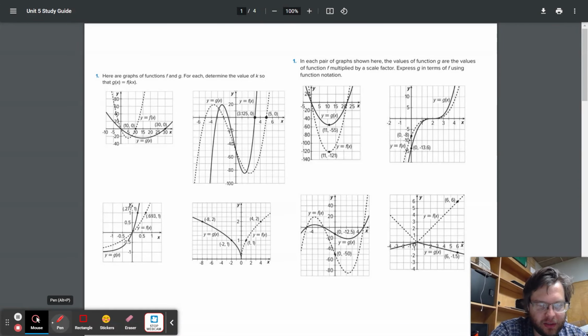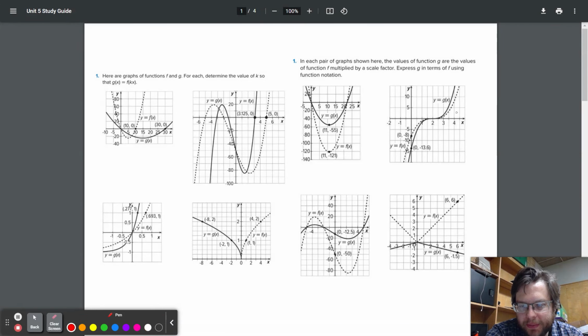All right, hello everybody. So this is our working on function transformations and really trying to bring it together in the study guide. Some of these questions are going to tell us exactly what type of function transformation to do, and then we just need to get more specific with it. Like on question 1, we're determining the value of k so that g of x equals f of kx. When the k is on the inside, I know it's horizontal, and when it's multiplying, I know it's a horizontal stretch.